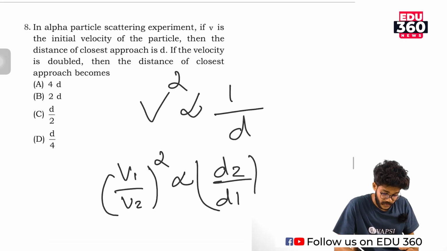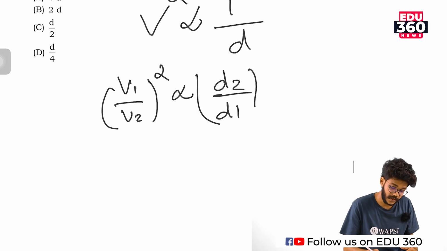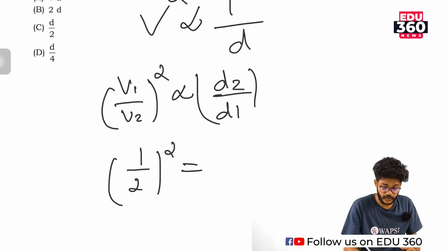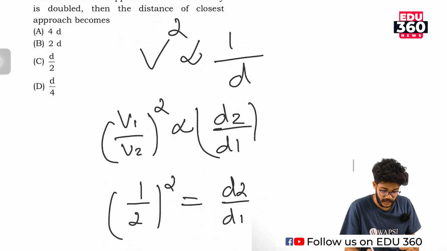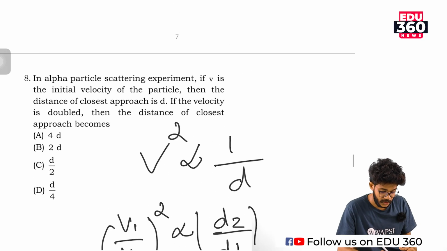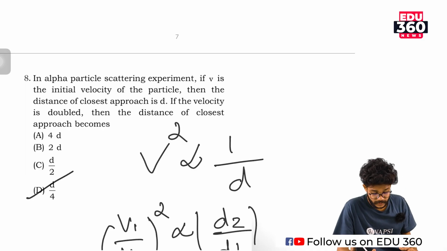What happens if the velocity is doubled? v2 is 2v1, so 1 by 2 whole square is equal to d2 by d1. And d1 is d, so d2 is equal to d by 4. Option D is the correct answer.